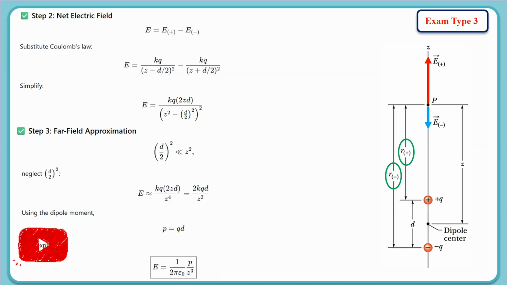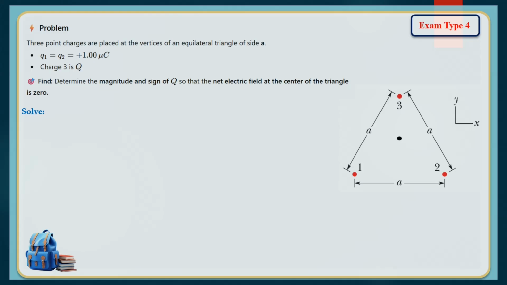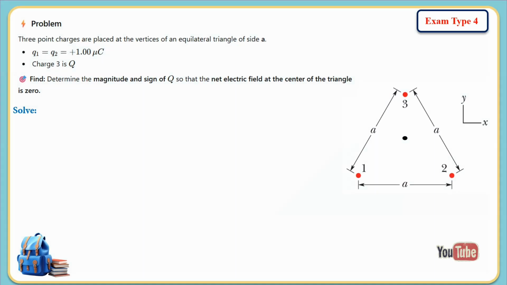Now, let's move on to the next important exam style problem. Now let's continue with exam type 4. In this example, 3 point charges are placed at the vertices of an equilateral triangle. 2 charges are known, and we need to determine the magnitude and sign of the third charge so that the net electric field at the center of the triangle is 0.